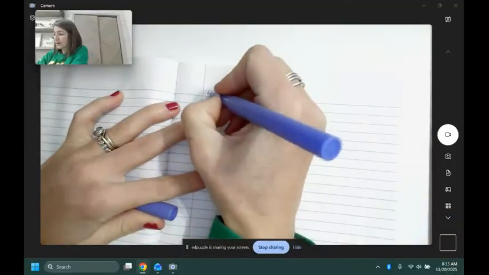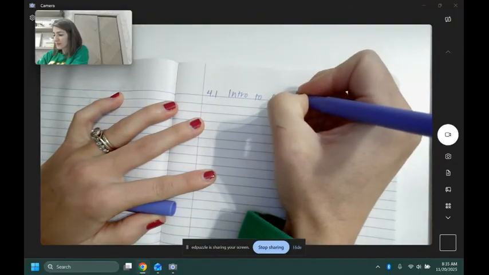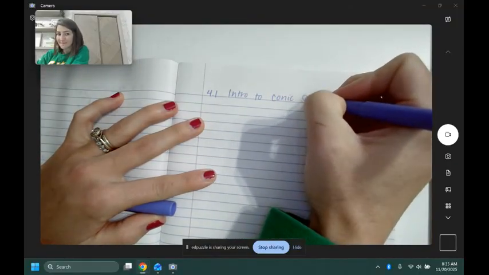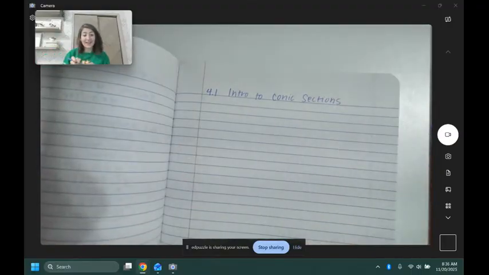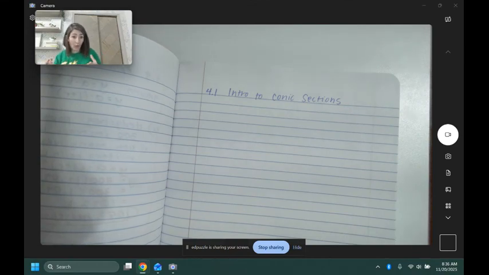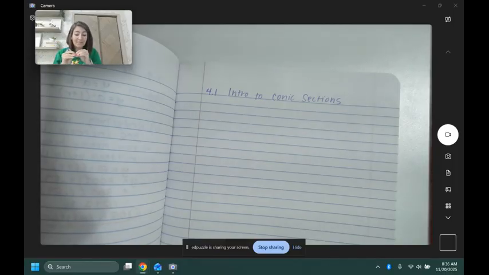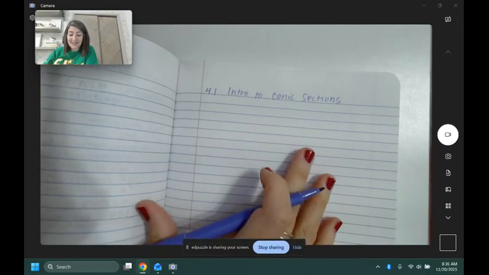4.1. All right. So a conic section is a cross section, essentially a slice of a cone. So first, before we start slicing cones, how to create a cone, or this type of cone, for this class.